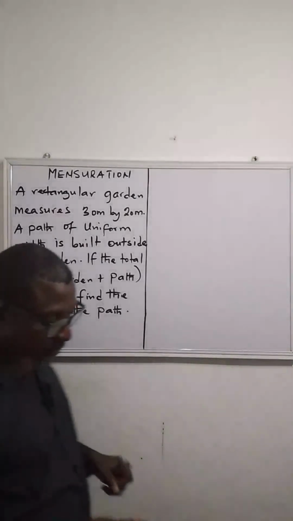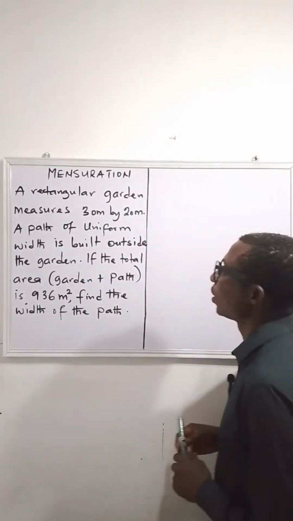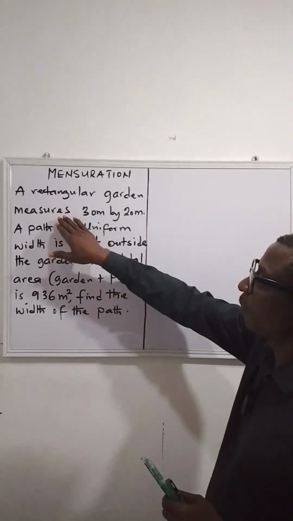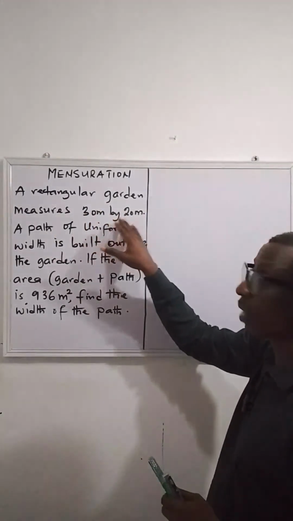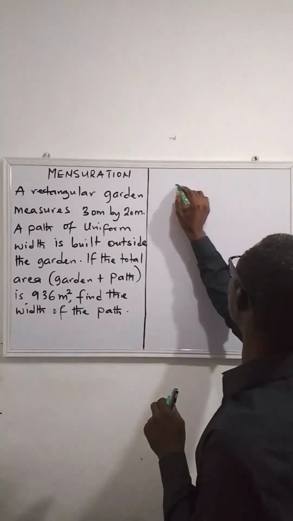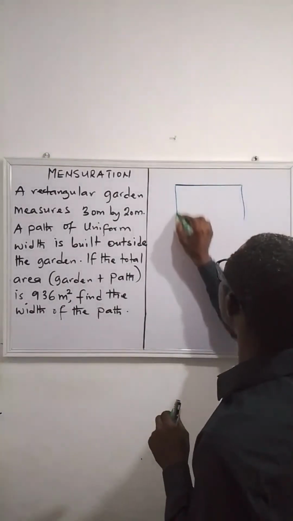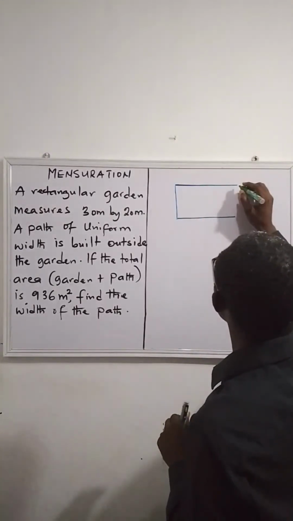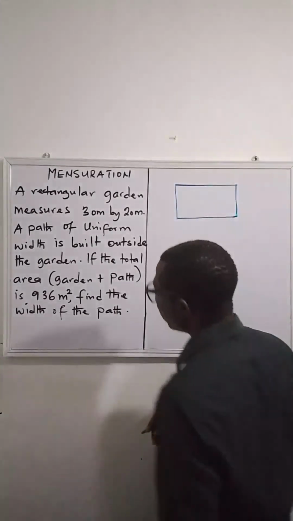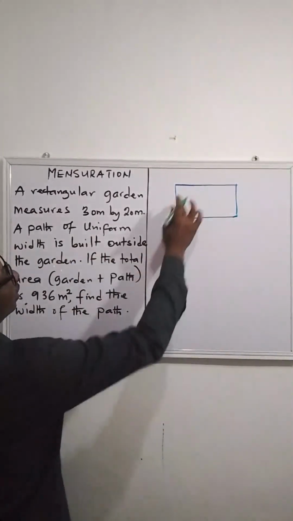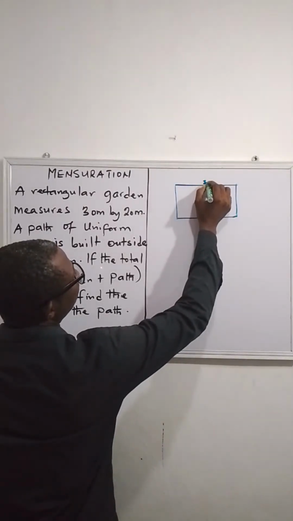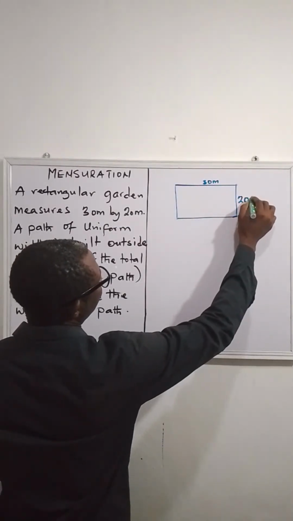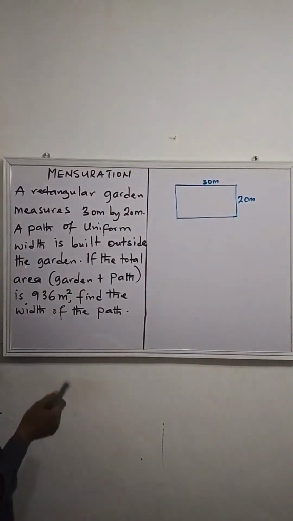Okay, so let's see what the question is talking about. So the question is saying that we have a rectangular garden that measures 30 meters by 20 meters. So can we describe that here? So we have it this way. All right. Can you see that? So the length is 30 meters while the breadth is 20 meters.